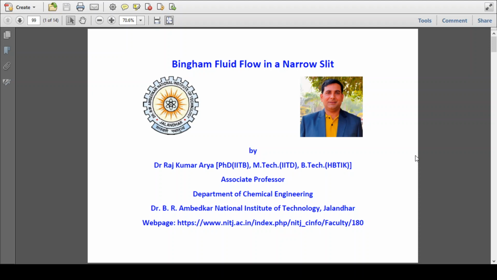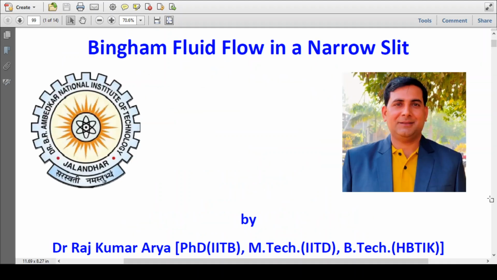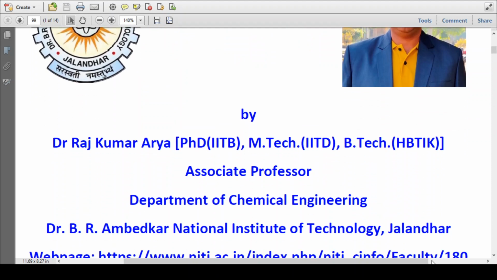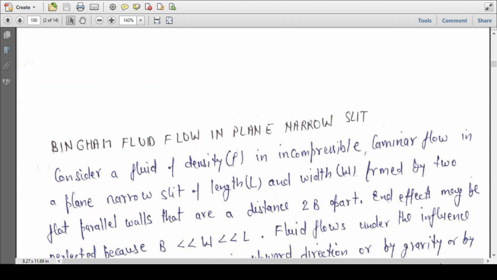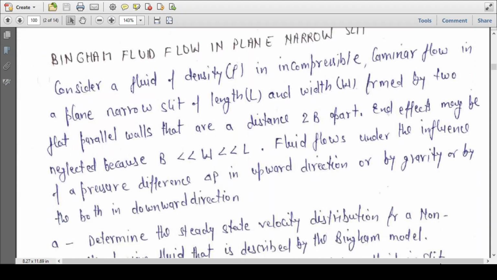Today I am going to explain the fluid flow in a narrow slit. So if we see the problem statement, consider a fluid of density rho in incompressible laminar flow in a plane narrow slit of length L and width W formed by two flat parallel walls that are a distance 2b apart.